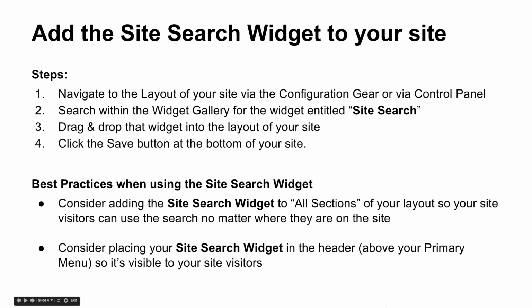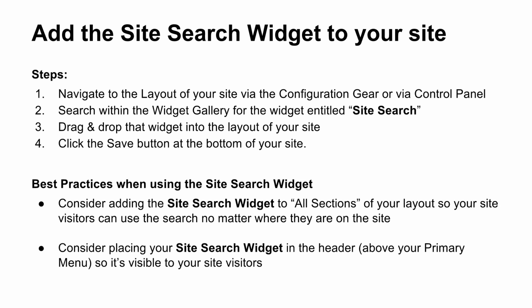So there are some things to consider about using the Site Search widget. You want to consider adding it to all sections of your layout so your site visitors can search no matter where they are on the site. Some people put it in certain pages of their site, but it's not available on all pages, and that can be a little bit confusing, especially because the Site Search widget searches the whole site, all of the content on the site. It does not have the ability to search certain areas of your content.